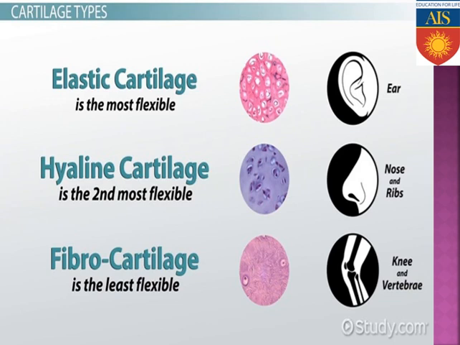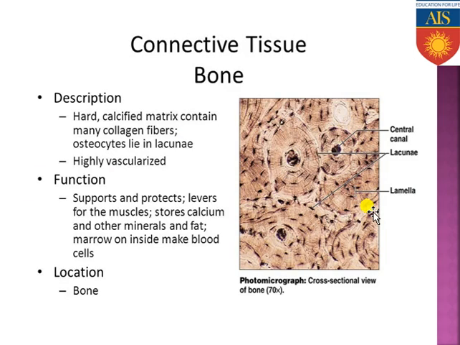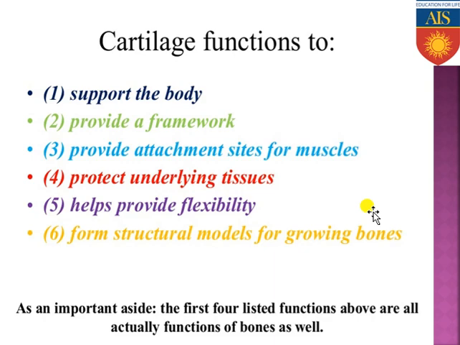Fibrocartilage is a type of cartilage which has fibers within it. So for that reason it is not as flexible as the hyaline and elastic cartilage. Rather it is the least flexible, and it is present in the knee as well as between the vertebrae. Coming to the function of the cartilage, the cartilage performs various kinds of functions.